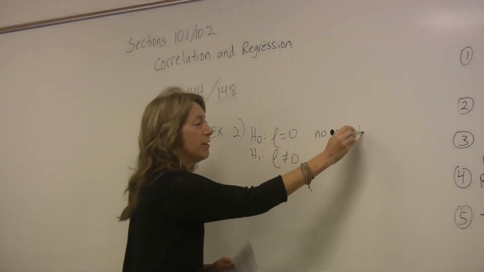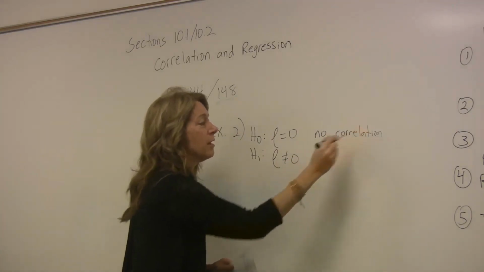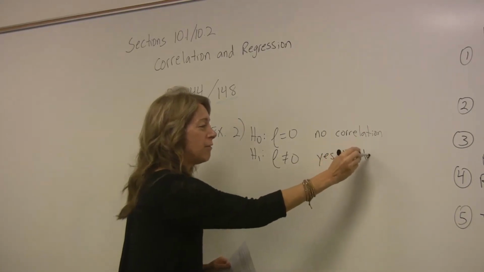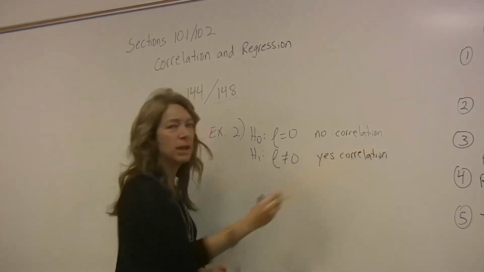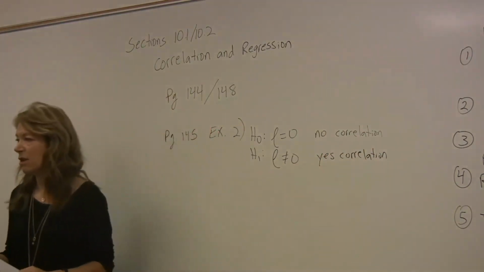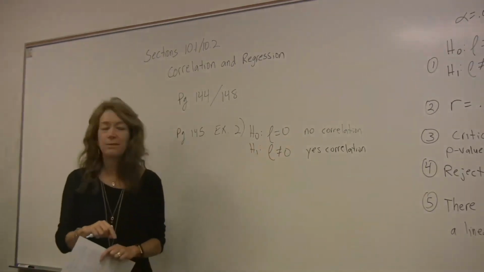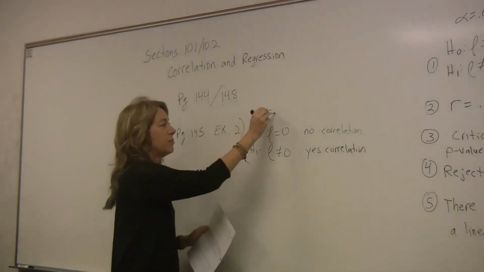You were thinking, what if we don't have a significance level? I was with you. I like to write these words next to it. You do not have to write these words, but it helps to remember which one is which so that you'll know what your conclusion tells you. No correlation, yes, there's a correlation. We were given alpha equals 0.05.